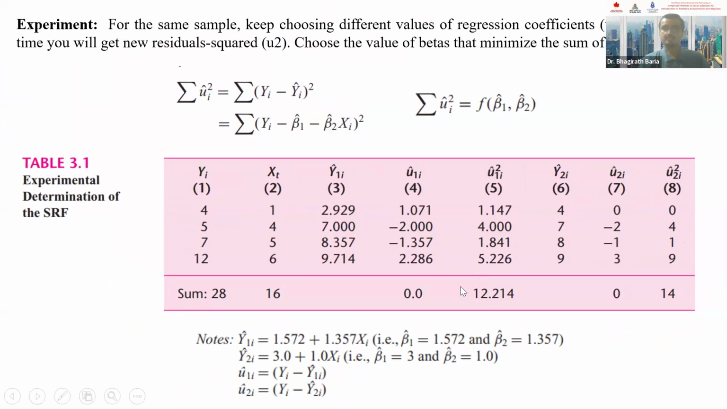Now you find out the sigma y minus y cap square, the residual square. In the first case, it is 12.2. In the second case, it is 14. Now, which one should you select? Definitely the one that minimizes your error, which is the first one, the one showing the residual square to be 12.2. That is the one you should select.